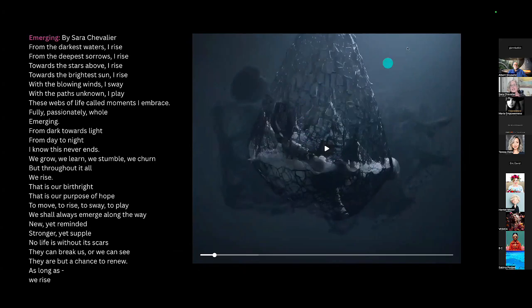So this is, let me pause this for a second. So this is, again, an experience where I took multiple images. I was working through an emotion. It had been a while since I'd written my own poetry, and so this was one I actually wrote. From the darkness waters, I rise.